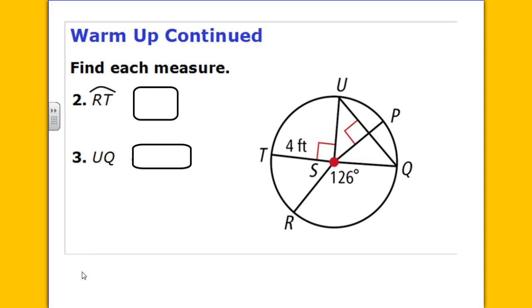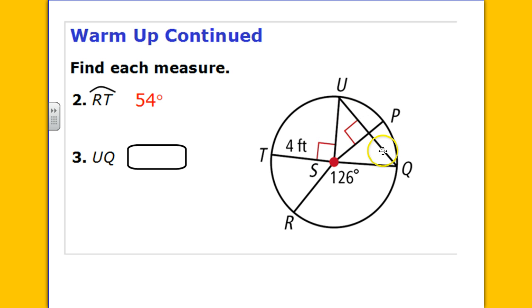Okay? And so we're going to have another little piece of the warm-up here. See if you can find arc RT and UQ. Remember, the arc is found by finding the central angle that goes with it. So 126 plus what gives you this 180 here, and that would be 54 degrees. So arc RT is 54 degrees.